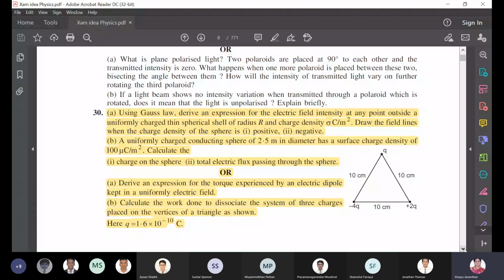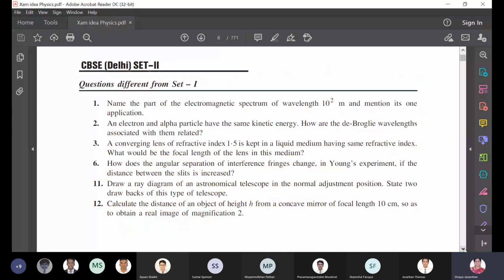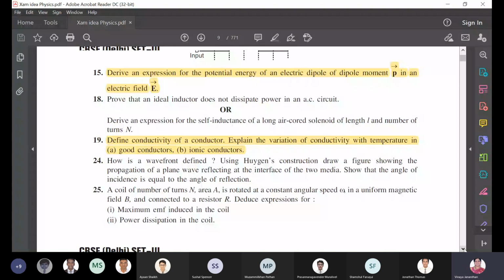Now look at the next question. Derive an expression for the torque experienced by a dipole in a uniform electric field. Then calculate the work done to dissociate the charges, which is torque and potential, a combination of the first chapter and second chapter. Okay, that's all. Derive an expression, this is 2, might be 3 marks. Derive an expression for the potential energy of an electric dipole in an electric field.